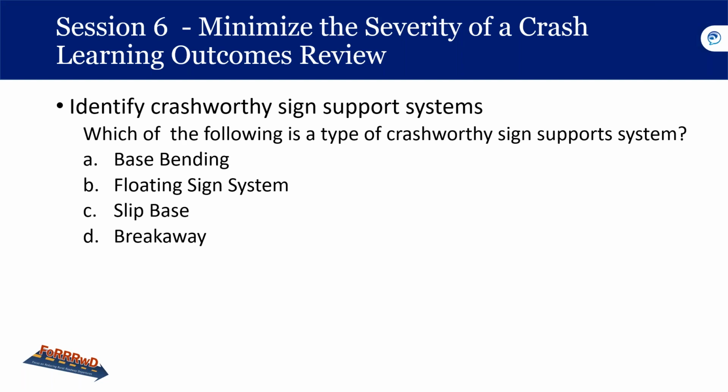So the question is, which of the following is a type of crash-worthy sign support system? A, B, C, and D. All right, and the questions box is open. I think we're running out of time, so I'll just let you know the answers are A, C, and D. Apparently they have not developed a floating sign system yet. So maybe they had those in the Jetsons cartoon, but they haven't designed those yet here. So base bending, slip base, and breakaway.